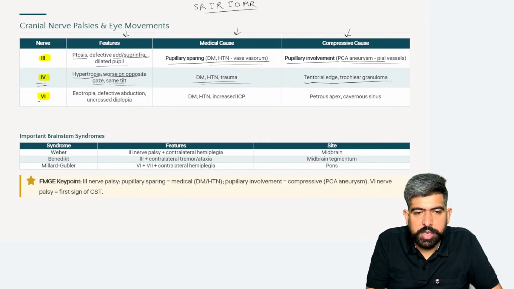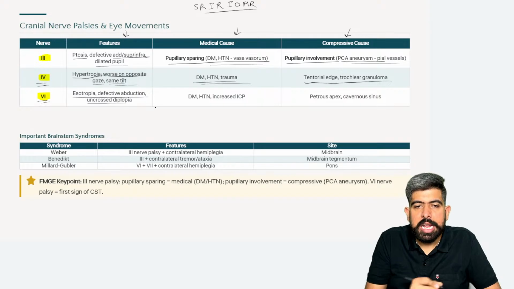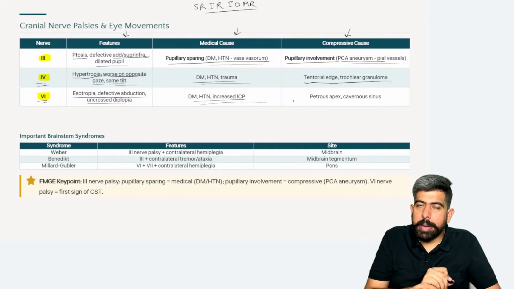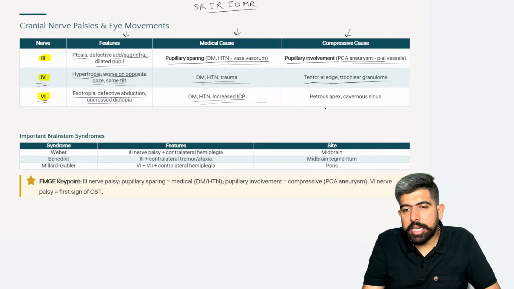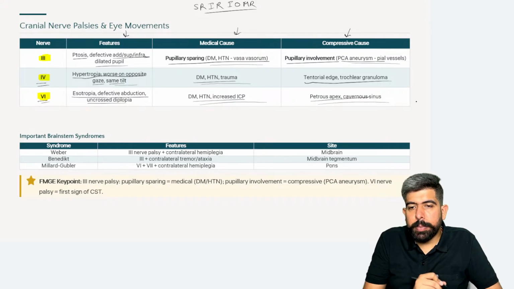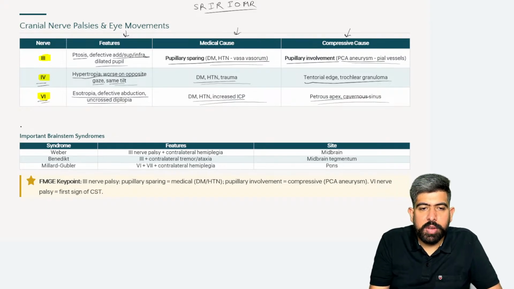Lastly, with the sixth one, we have the esotropia. The patient is having the defective abduction and the uncrossed diplopia. The patient is having the same causes: diabetes, hypertension, and the increase in intracranial pressure. Also, there is the petrous apex and the cavernous sinus, which can be compressive causes there.